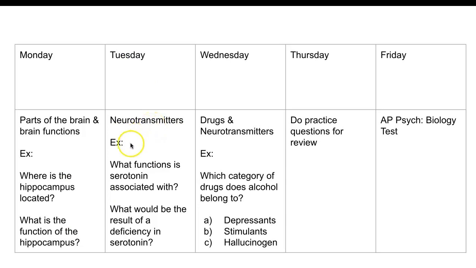So for example, the functions associated with a specific neurotransmitter and what happens if you have too much or too little of that neurotransmitter. Again, on Wednesday, you may go over all your drugs and the neurotransmitters associated with them. So for example, which category does alcohol belong to, and the neurotransmitters associated with the category. And lastly, on Thursday, you've been practicing with these self-made practice quizzes for the entire week. On Thursday, you might just go find some practice questions on College Board or ask your teachers to assign you some College Board practice questions and just do them before the final test.